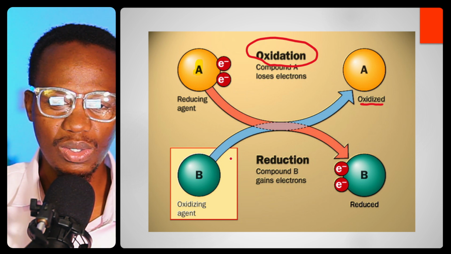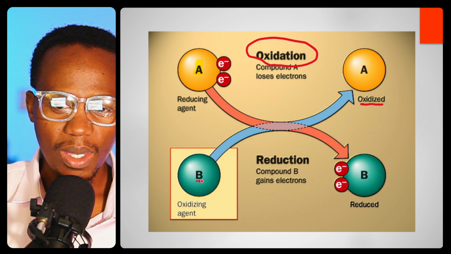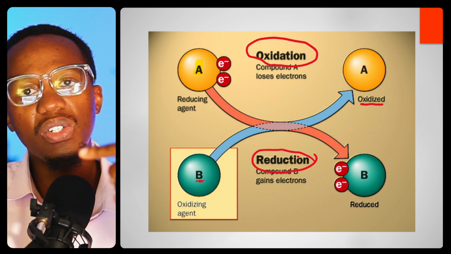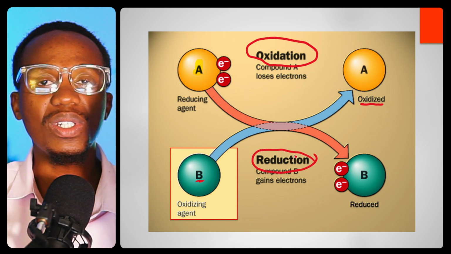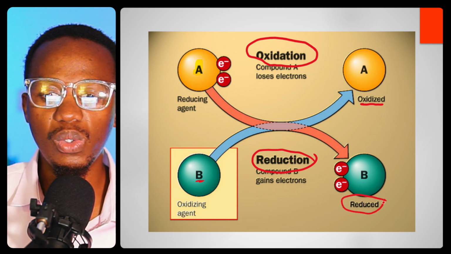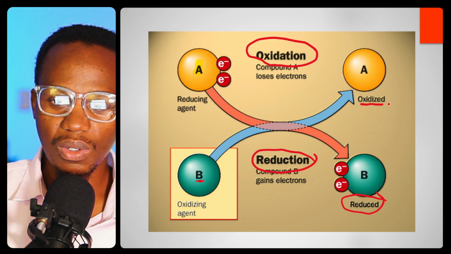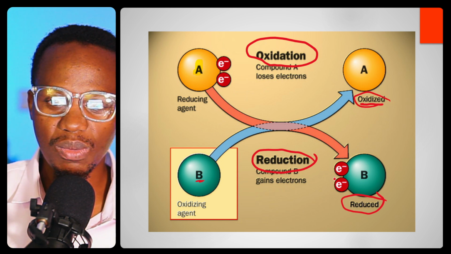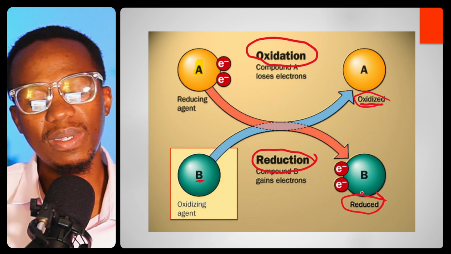And look at what happens to B. B undergoes reduction, meaning it gains electrons. So oxidation is losing electrons, reduction is gaining electrons, and guess what it becomes? It becomes reduced, right? So far so good, right? We undergo oxidation, we become oxidized. We undergo reduction, we become reduced. And this is where it gets like a bit confusing.